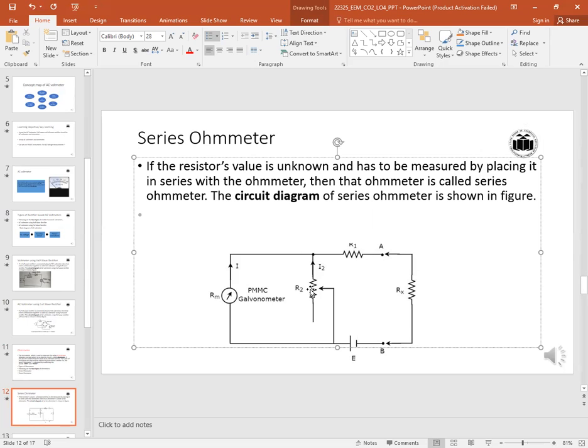It means we have the circuit and we are connecting the unknown resistance in series with the ohm meter. Therefore that meter is called the series ohm meter, like this diagram. We are connecting the unknown resistance in series. Therefore, it is called the series ohm meter.